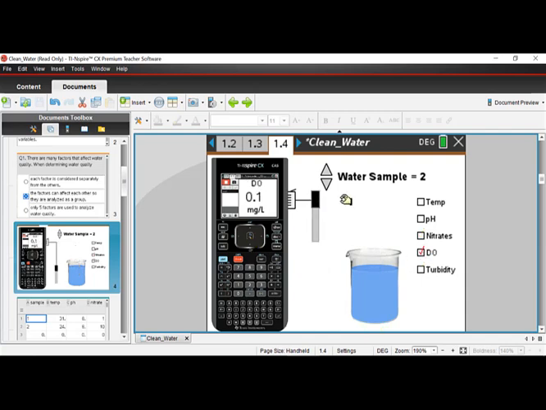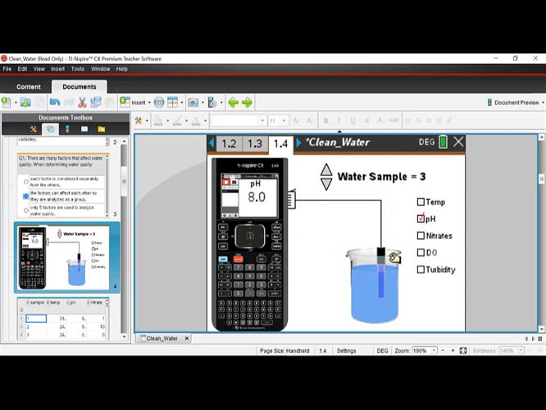Dissolved oxygen, 9 milligrams per liter. And then turbidity. Whoa, alright, wow. It's a pretty high reading. Alright, got that one too. Alright, let's go to water sample 3. Start collecting. 24 degrees C.